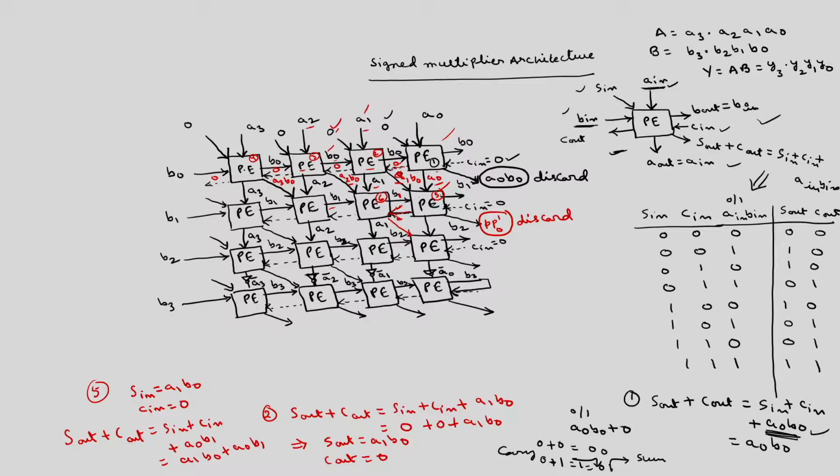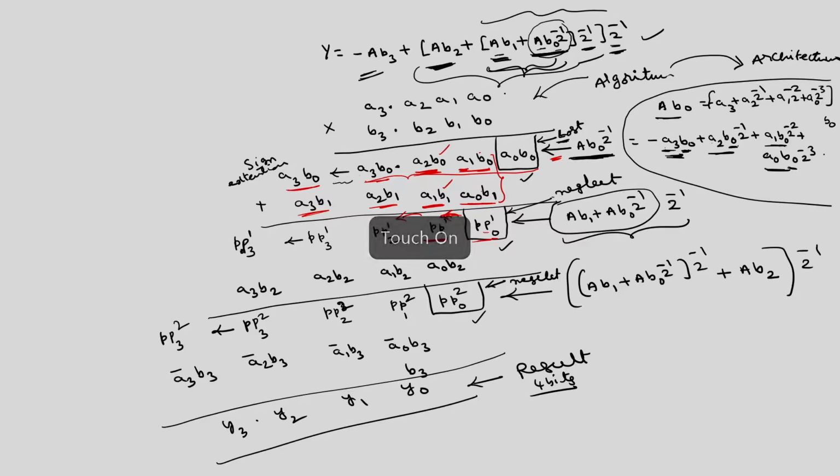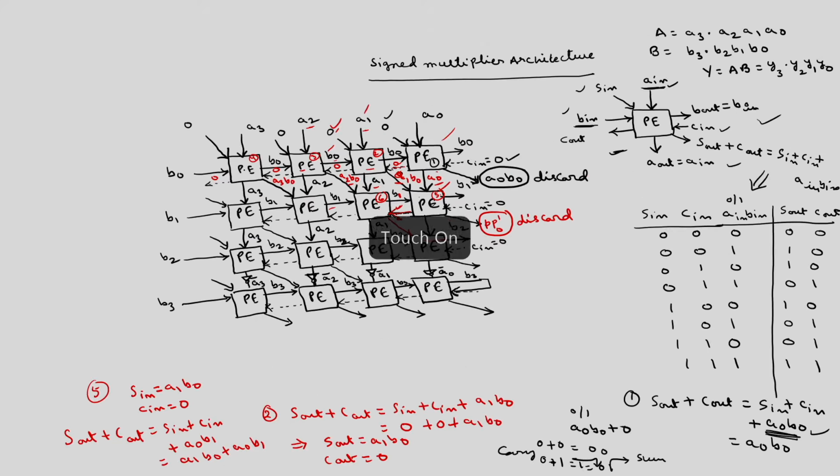So, what is the sum bit of that one? The sum bit of this one will be PP11, and the carry bit you have to propagate to the next stage. Again this sum bit has to be added with A0 B2.